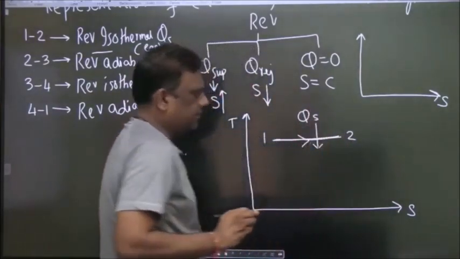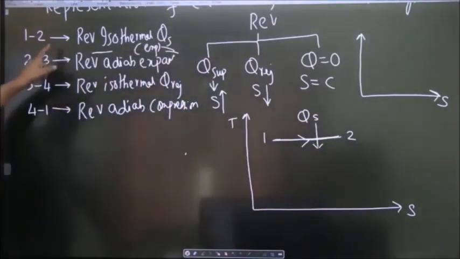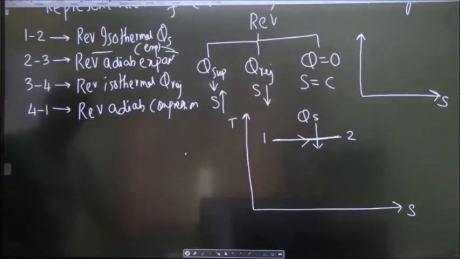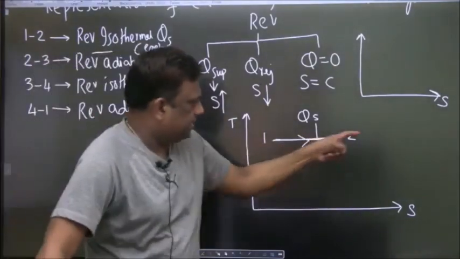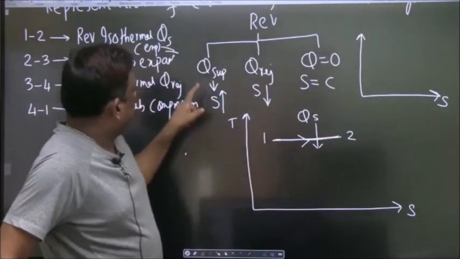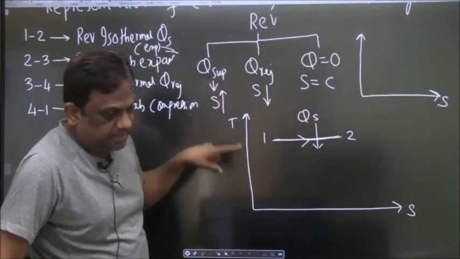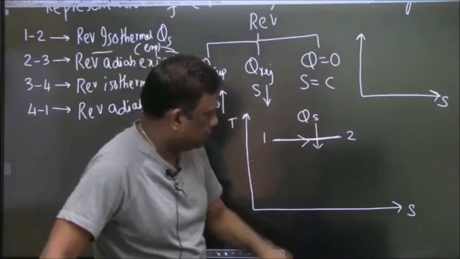Therefore, it is heat supply. 1 to 2, reversible isothermal expansion. Why are you moving to the right? Because in heat supply, the entropy increases. Very good. And it is isothermal, horizontal.